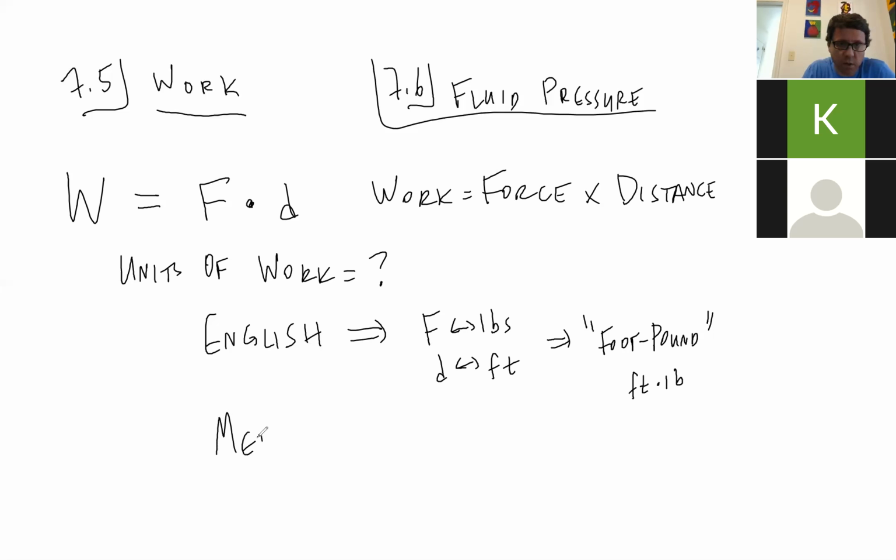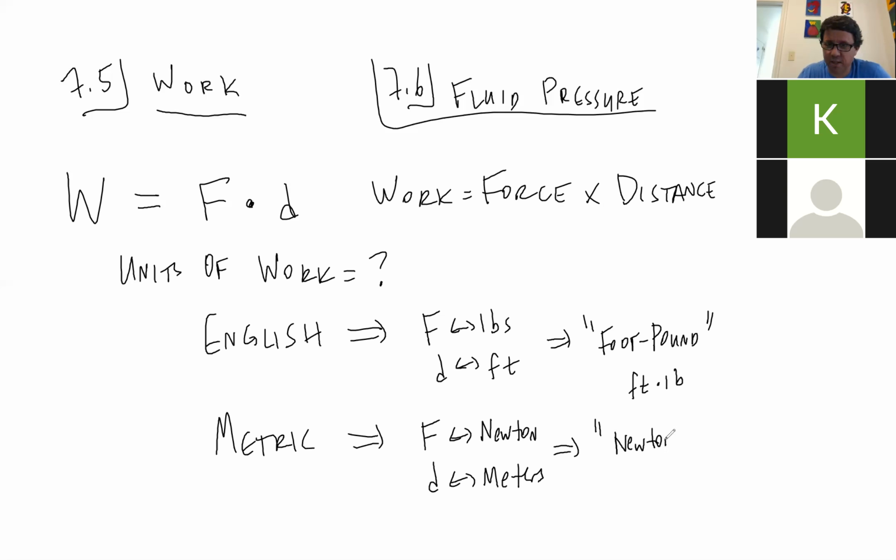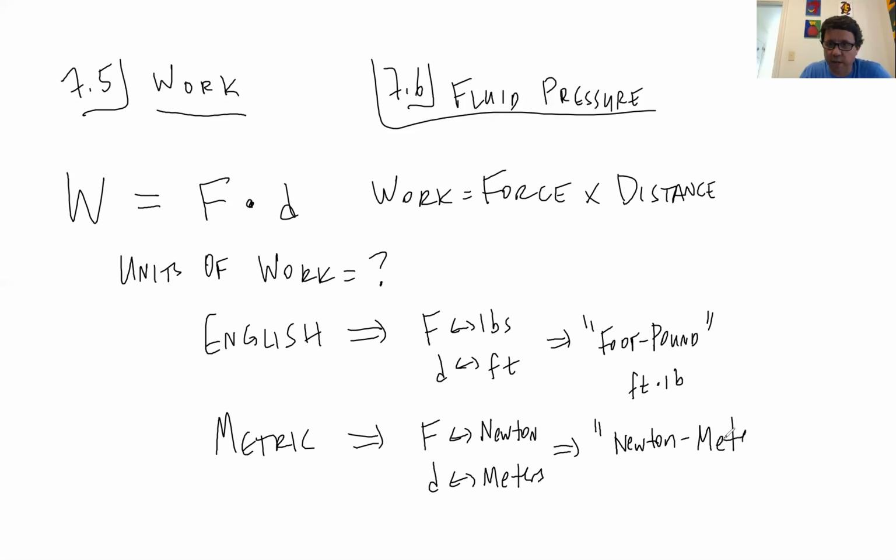In the metric system, force will be measured in newtons, and the distance will be measured in meters. So if you multiply newtons times meters, not too exciting, you get a Newton meter. You can write it as N for newtons and M for meters. And if you don't remember what a Newton is, it is 1 kilogram meter per second squared. So your kilograms times an acceleration will give you newtons. Then you multiply that by meters to get a Newton meter.